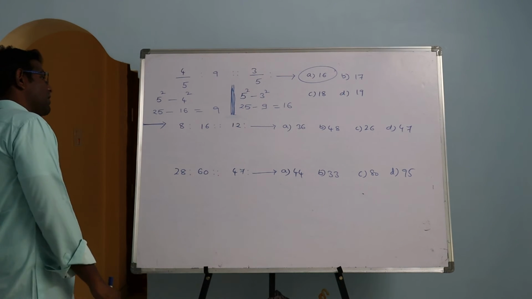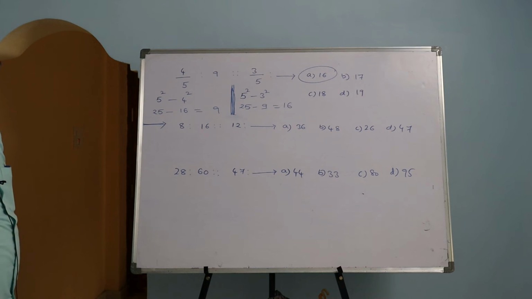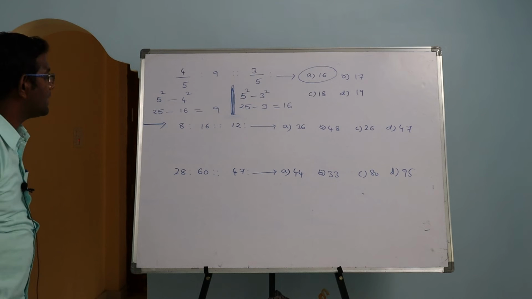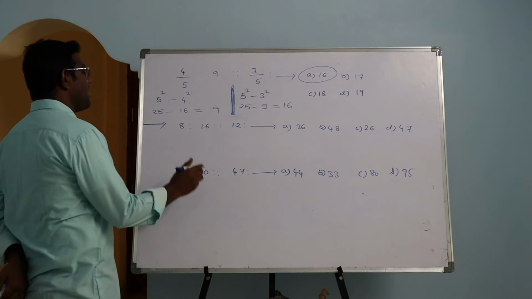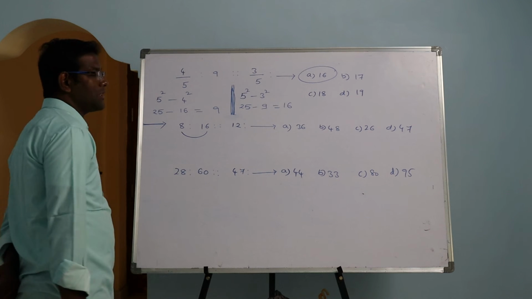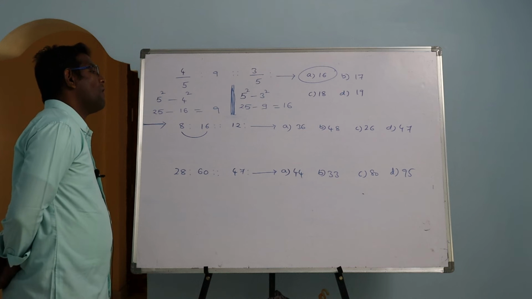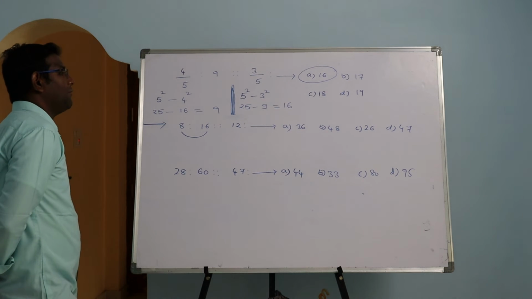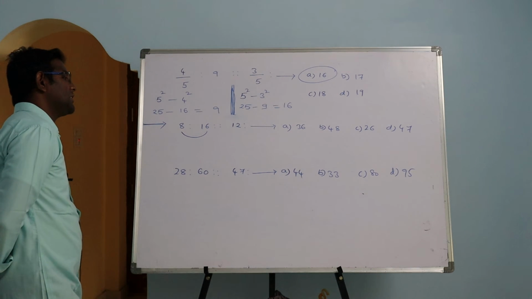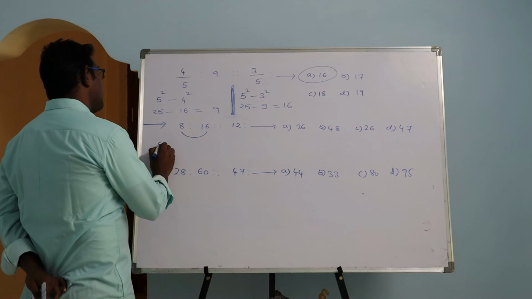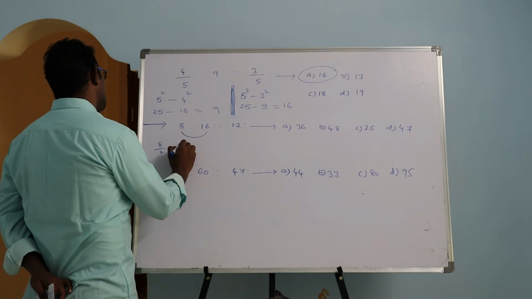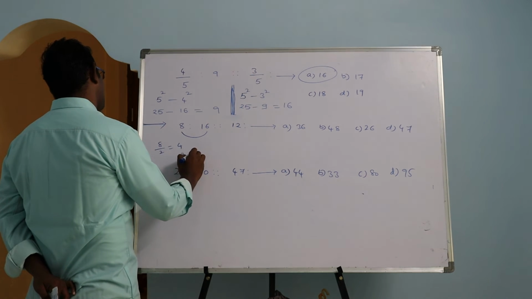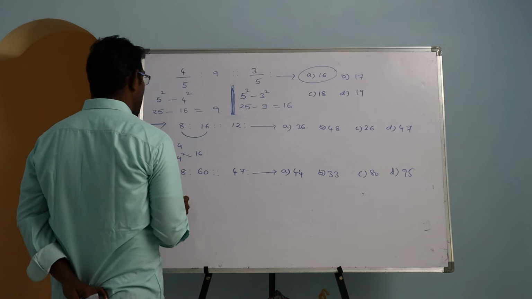What about the next one, sir? 8 is 16 as 12 is dash. 8 is 16 means nothing but 2. 8 2s are 16. 12 2s are how much, sir? 12 2s are 24. 24 is not there in the options. 8 divided by 2, how much, sir? 4.